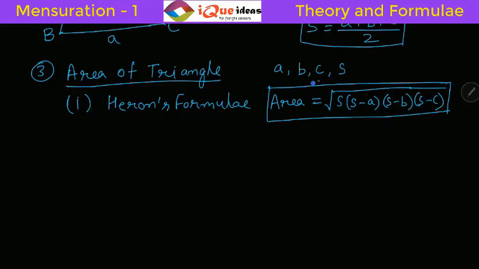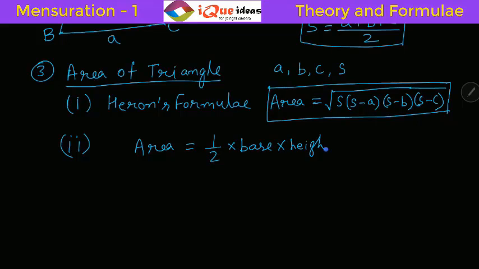Alright. So if all the sides are known, this is one standard method of finding the area of a triangle. From a, b, c given, you can calculate s, because s is equal to a plus b plus c by 2, and then you can calculate the area of triangle. The second general formula for area of triangle, I'll directly give you the formula. It is equal to half into base into height.